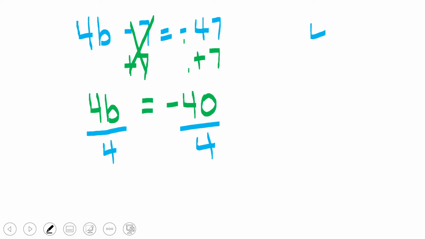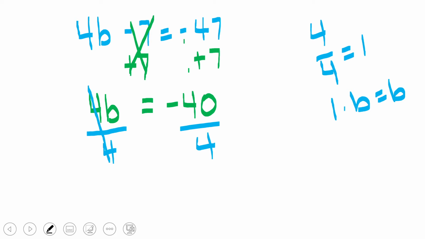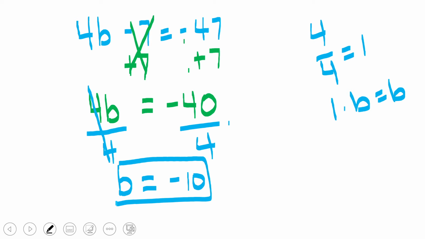Now we know 4 over 4 equals 1. 1 times b equals b, and we've met our goal of isolating b on one side of the equal sign. So this goes away. We rewrite our equation below. B equals negative 40 divided by 4, negative 10. B equals negative 10.